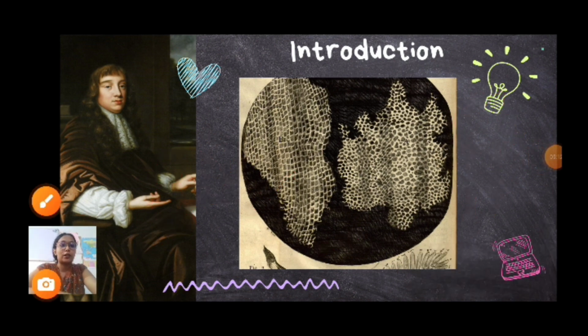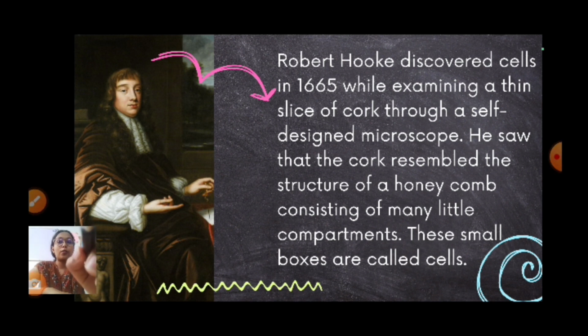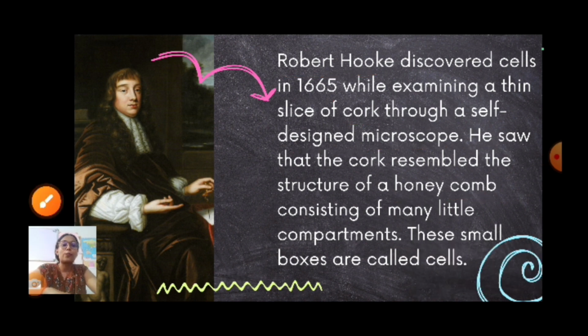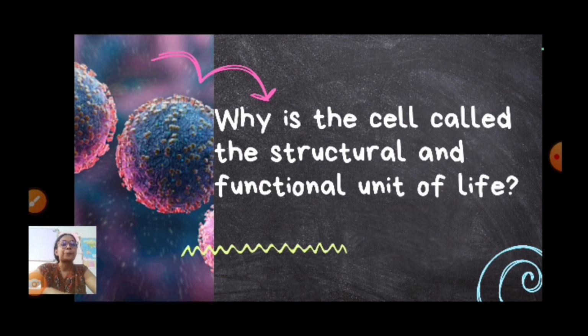Okay, so this is the theory. Robert Hooke discovered the cell in 1665 while examining a thin slice of cork through a self-designed microscope. He saw that the cork resembles the structure of a honeycomb, consisting of many little compartments. So it had many small compartments. These small boxes are called cells. Clear? Okay, let's move on to the next slide.